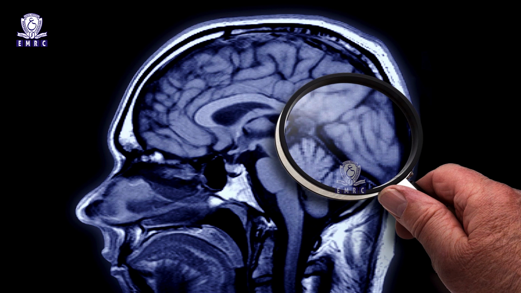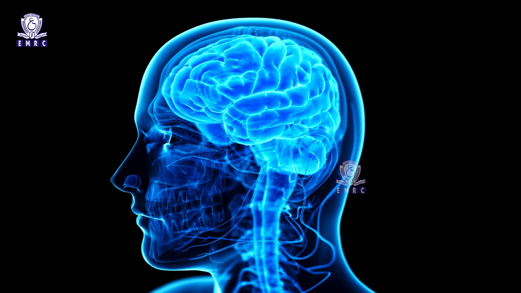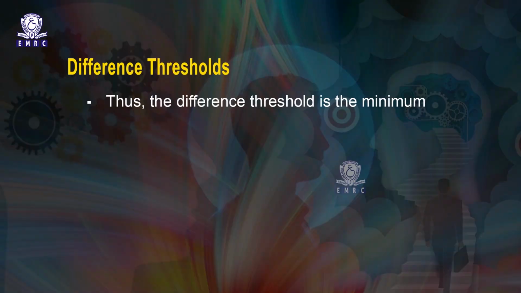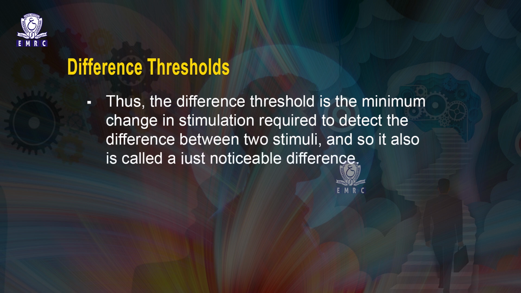Psychologists have discussed this comparison problem in terms of the difference threshold, the smallest level of added or reduced stimulation required to sense that a change in stimulation has occurred. Thus, the difference threshold is the minimum change in stimulation required to detect the difference between two stimuli, and so it is also called the just noticeable difference. (Nevid, Lowenstein, 2007.)